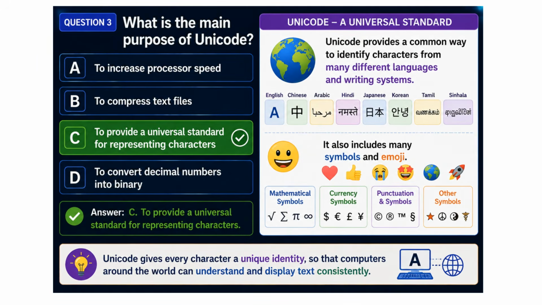Question 3. What is the main purpose of Unicode? The correct answer is C. To provide a universal standard for representing characters. Computers are used all around the world, with many different languages and writing systems. Unicode provides a common way to identify and represent these characters.